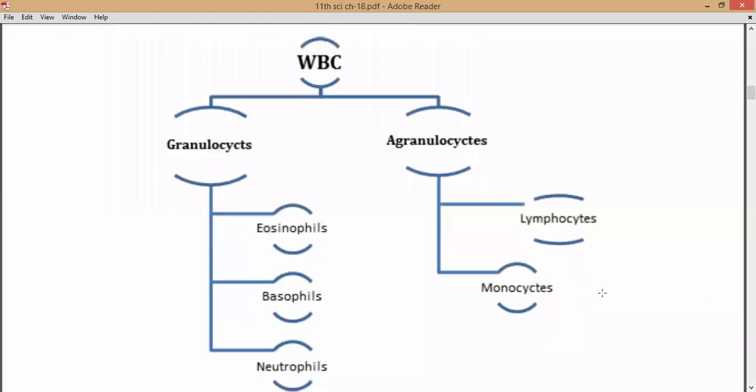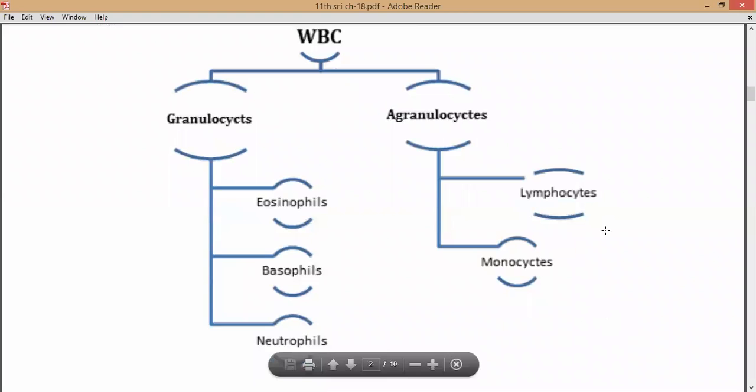Agranulocytes means the cells which do not possess granules. Granulocytes are of three types: first is eosinophil, second is basophil, and third is neutrophil. In the same way, the agranulocytes are of two types, lymphocytes and monocytes. We are going to see this in detail.